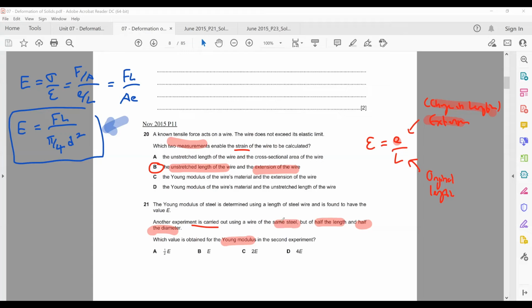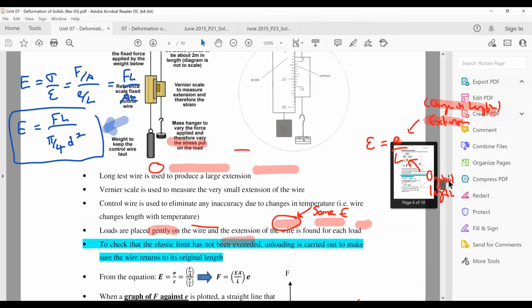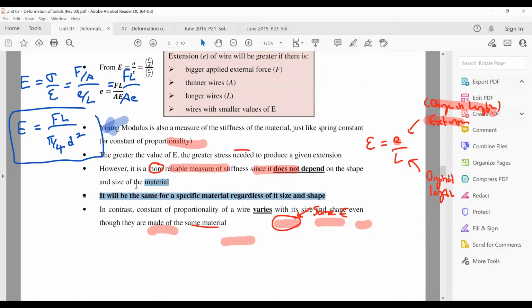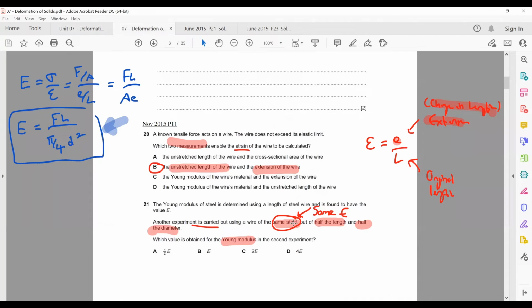diameter. So what you can say here is that because this is the same steel, it is the same E. Recall that in the notes, I mentioned to you that when it comes to Young modulus, under page 5 of your notes, Young's modulus is the same for any specific material, regardless of its size and shape. As long as it's the same material, it will always be the same E. So when you look at this question now, they are made of the same steel, so same E. You also assume the same F.